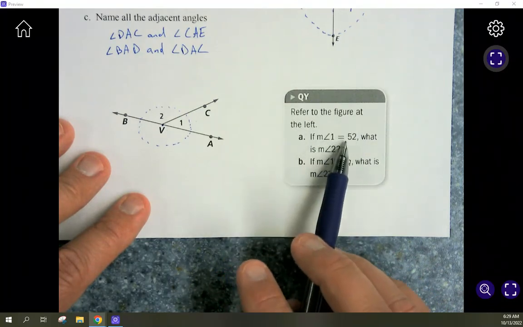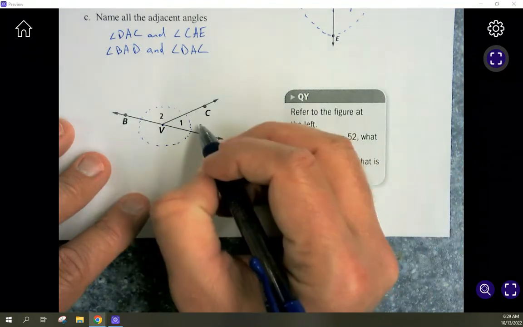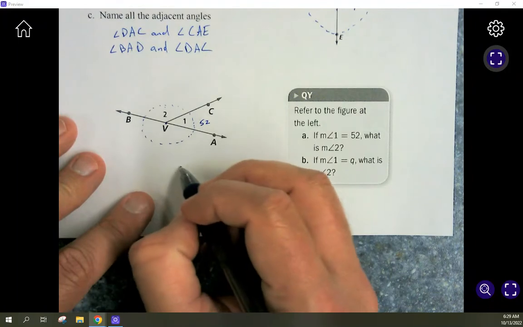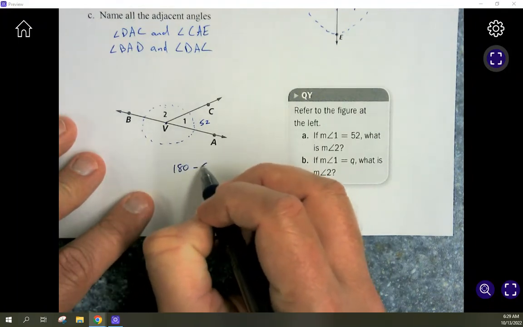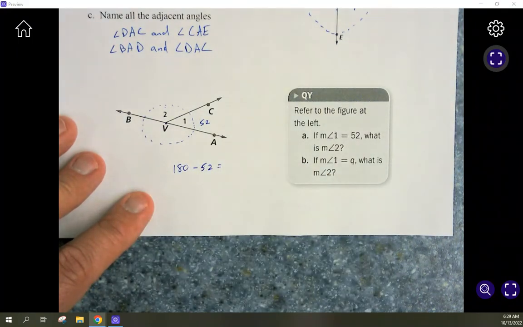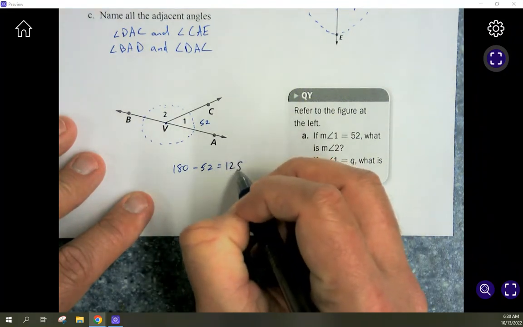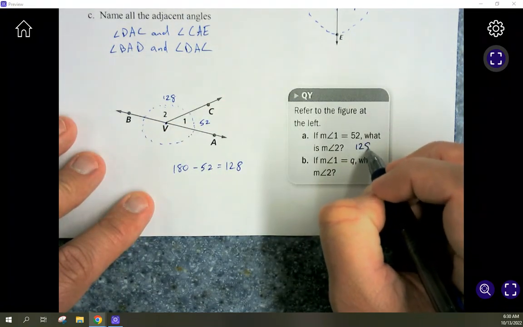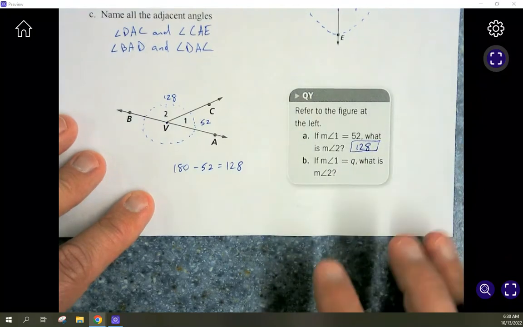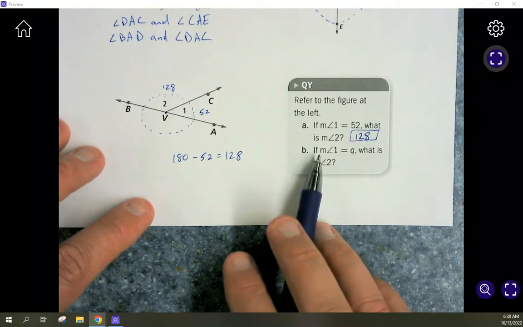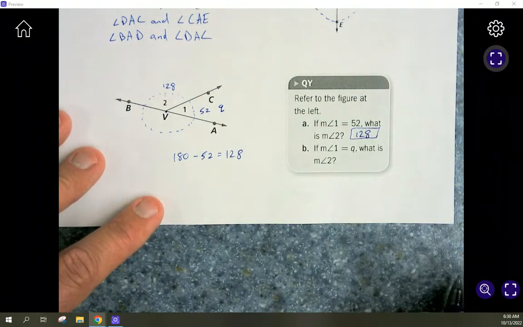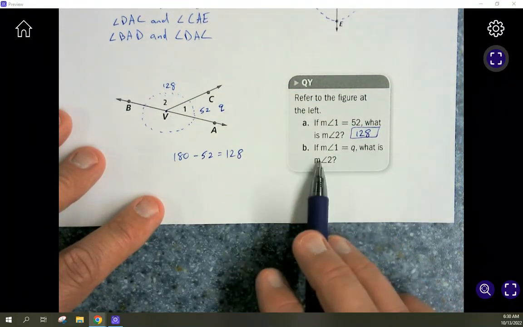So the measure of angle 1 is 52. If the measure of angle 1 is 52, what's the measure of angle 2? So we know they got to add up to 180, so you're going to do 180 minus 52, and you will have the other angle. 128. So this would be 128. All right. And then if the measure of angle 1 equals Q, so instead of 52, it equals Q. What's the measure of angle 2?